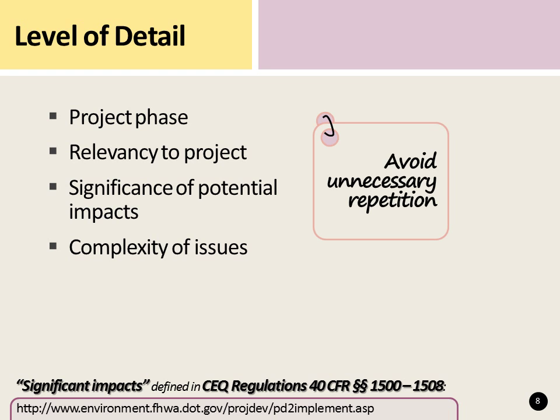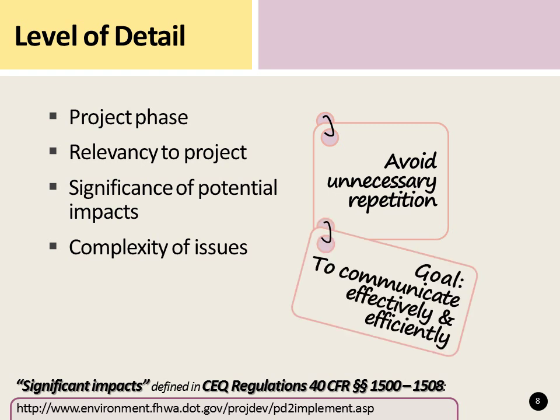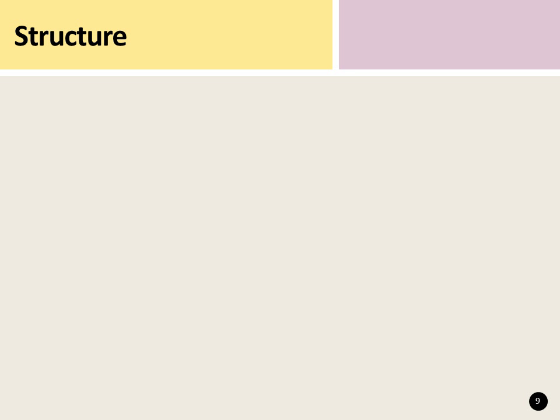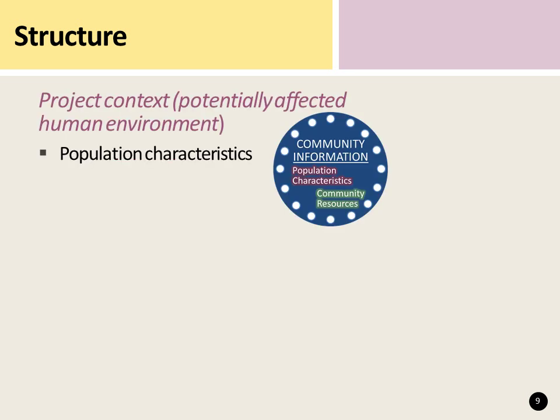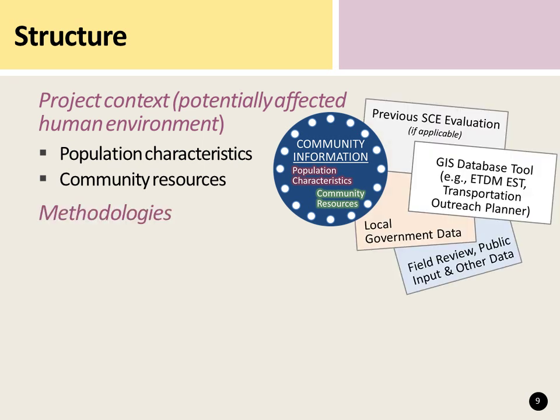Avoid stating the same information over and over by using references to relevant information reported elsewhere in the document. The goal is concise reporting that effectively and efficiently communicates your findings and conclusions. The format and sequence of SCE evaluation documentation will also vary depending on the project phase and potential for effects. Generally, start out by describing the project context, that is, the potentially affected human environment. Include information about the data and analysis used, as well as about people who were involved, how they were involved, and what they had to say.